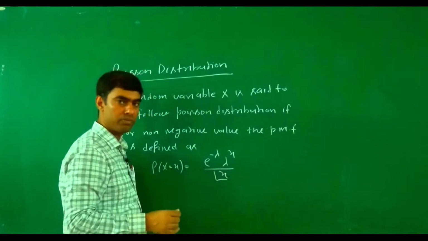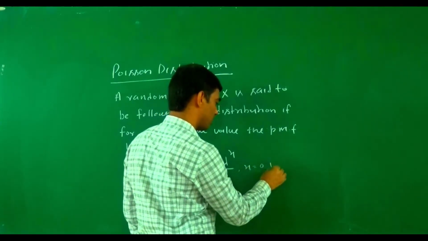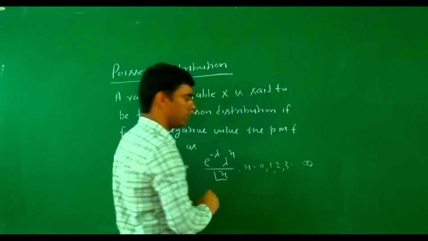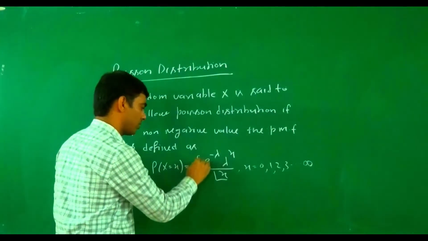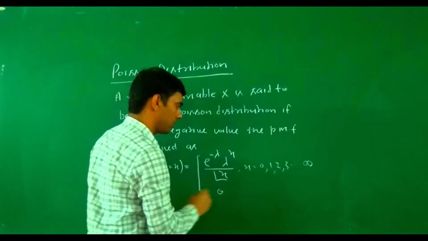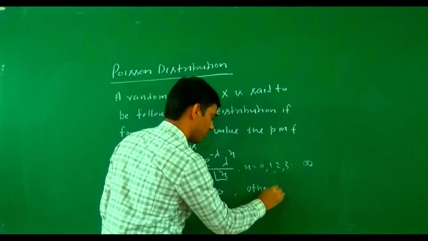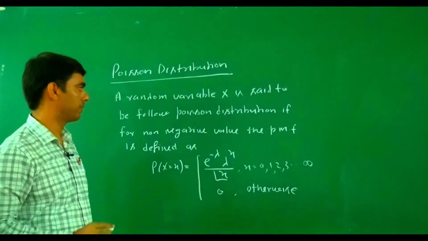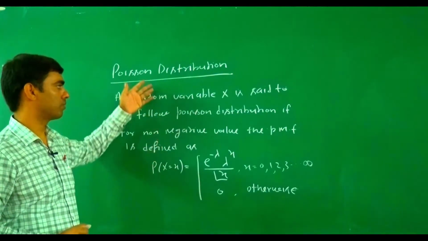Now what are the values of x? The values of x are 0, 1, 2, 3, up to infinity. And for all other values, what is the probability? Otherwise the value is 0. So this is the mathematical definition of a Poisson distribution.